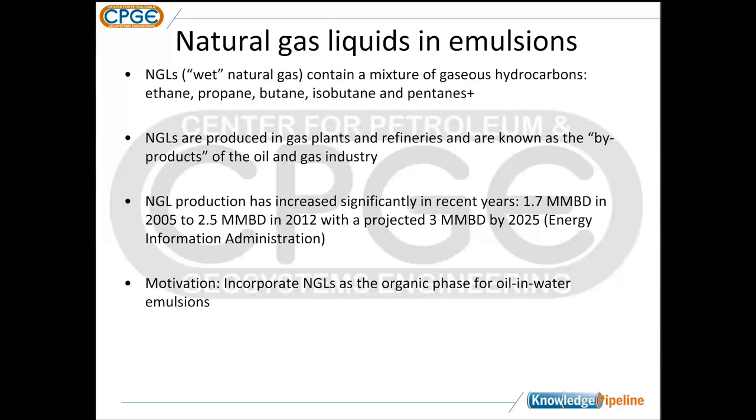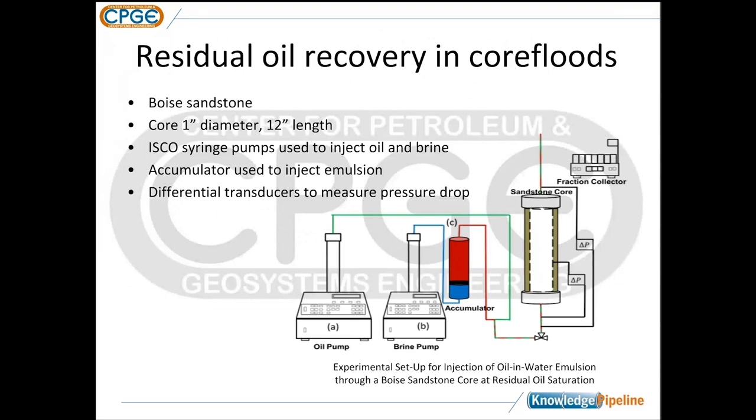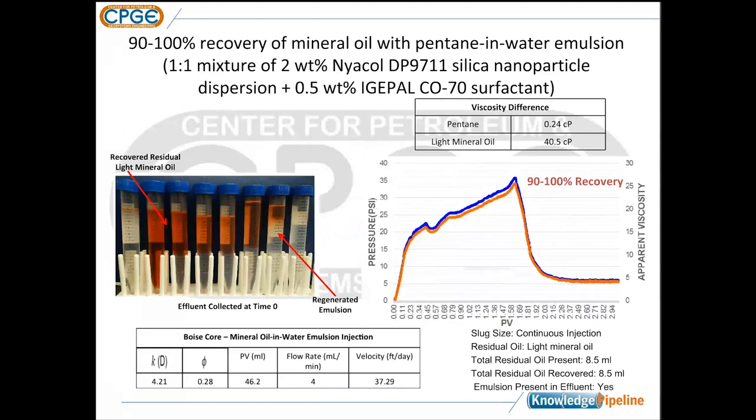several million barrels a day, according to the EIA, and it would be very nice to be able to use these for some other purposes rather than selling them often at a loss because of the low prices associated with them. So what we've been studying is the use of nanoparticle-stabilized natural gas liquid emulsions for residual oil recovery. We've done some experiments using Boise sandstone cores, 12 inches long, an inch in diameter. And we saturate these with some residual oil saturation and inject an emulsion, and then look at the effluent coming out to see how much of the residual oil we recover.